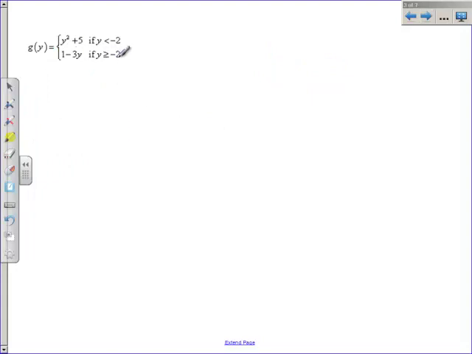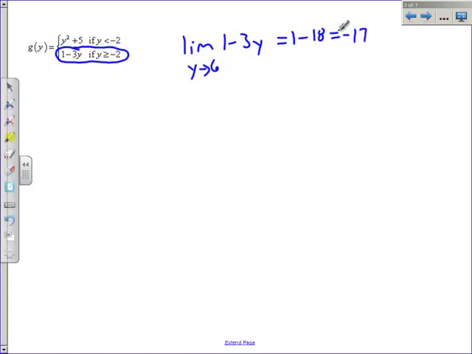Alright, I've got a piecewise function: y squared plus 5 if y is less than -2, and 1 minus 3y if y is greater than or equal to -2. And let's take a look at the limit as y approaches, say, 6. Now, if y is approaching 6, we are going to be looking at this bottom function because that's what we use for all y values that are bigger than or equal to -2. So we would just be looking at that one right there. And you can just plug in 6 for y and you're going to get 1 minus 18, which is -17. And that's no problem at all.